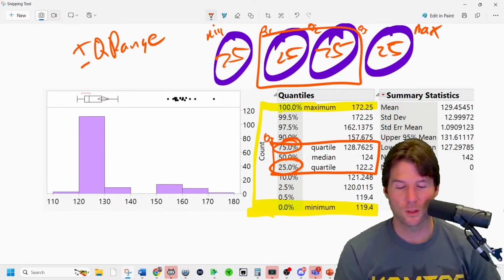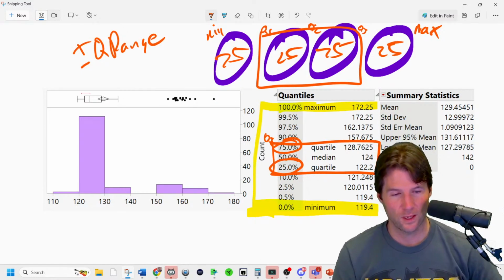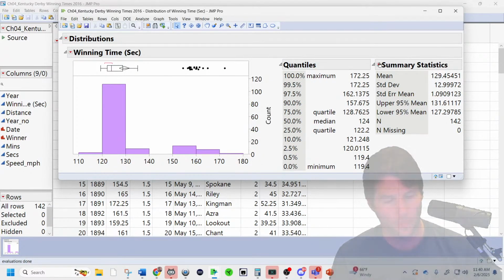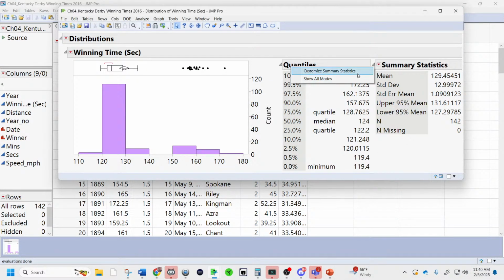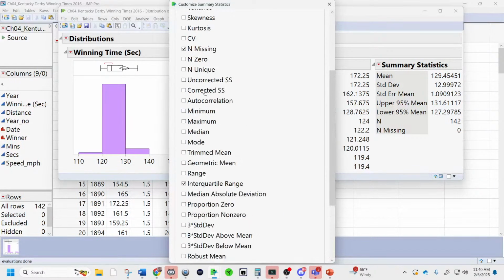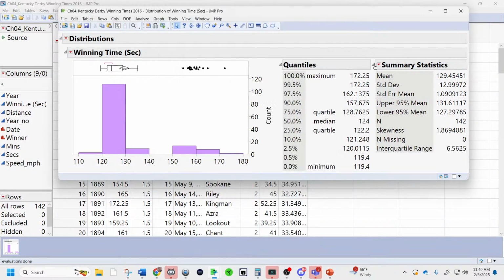So the IQR is going to be 6.5625, about 6.5, because you're subtracting these numbers. And if you can't do it or you forget, you can go here and get the IQR by going to Customize Summary Statistics and clicking Interquartile Range and clicking OK. You can also check for skewness by clicking Skewness under Customize Summary Statistics. And we were just subtracting the Q3, which is 3/4, and Q1 right here.